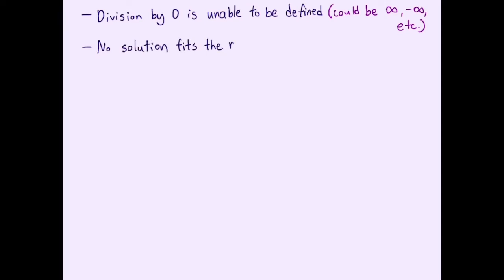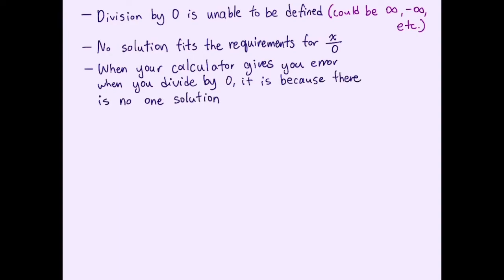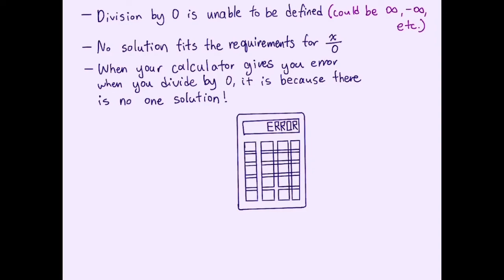So now you know that division by 0 is undefined because it is unable to be defined. There are multiple solutions, such as infinity or negative infinity, but none of them fit all the requirements for a certain number divided by 0. And when you divide by 0 in your calculator, it gives you error because there is no one correct answer to display.